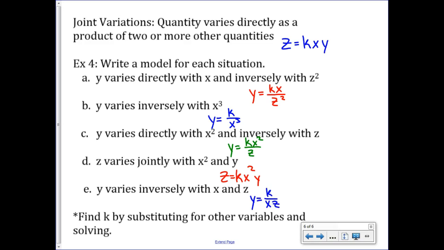The last piece says then you would find k by substituting for the other variables and solving. So if it told you what x, y, and z were, then you would plug those in and you would find k just like we did earlier.